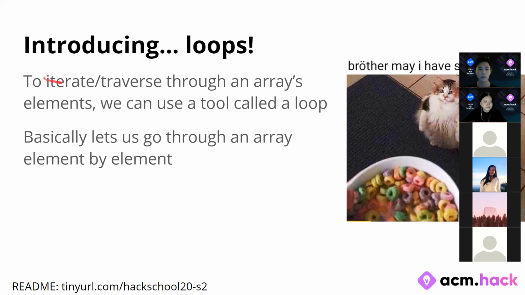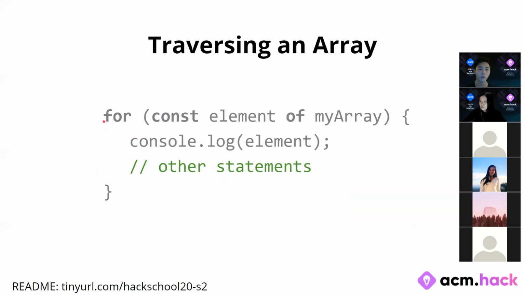This is just a fancy way of saying we go through the array element by element and try to do something with each element. So here's what a for of loop looks like. This is the type of loop we use to go through an array's elements.